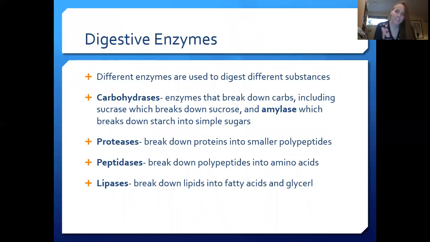Digestive enzymes are just enzymes that help with the digestive process. So you have carbohydrases, which break down carbohydrates. That includes things like sucrase, which breaks down sucrose, and amylase, which breaks down starch. You have proteases, which break down proteins into smaller polypeptides, and then peptidases, which break those polypeptides into amino acids. You also have lipases, which break down lipids into their parts of fatty acids and glycerol.